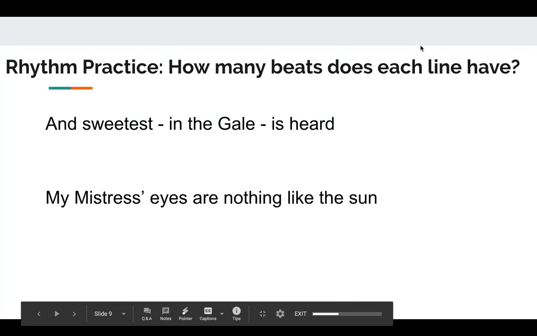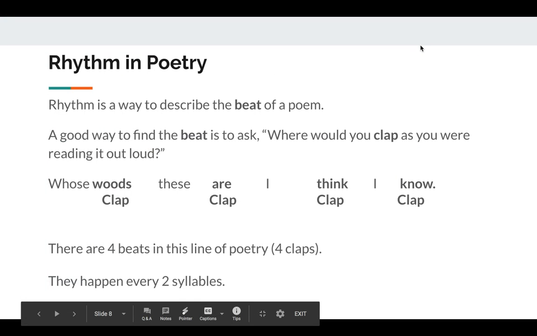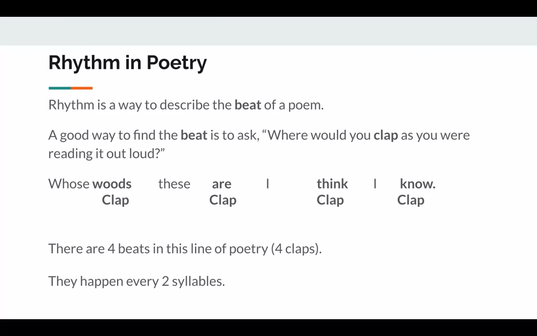Okay, so we're picking up on part 2 of rhythm. Remember we said on this last one there were 4 beats in this line. Whose woods these are, I think I know. You see how I'm dividing this line up by syllables. This is pretty easy because all of these words only have one syllable.